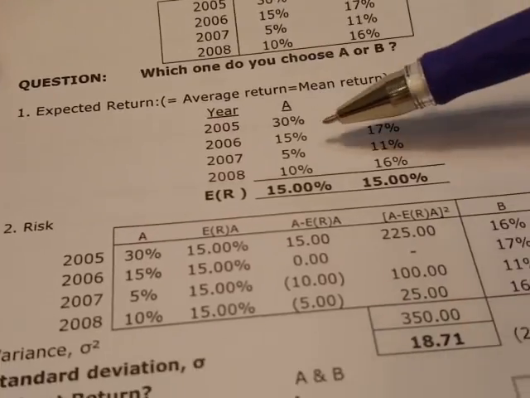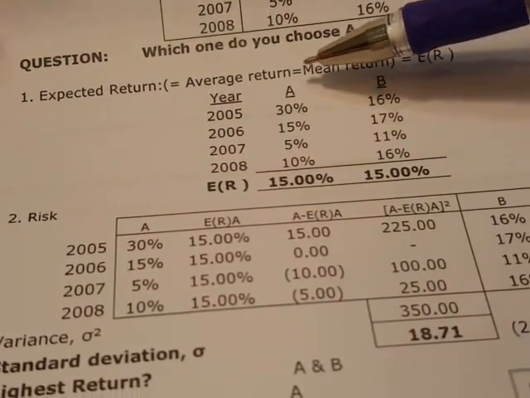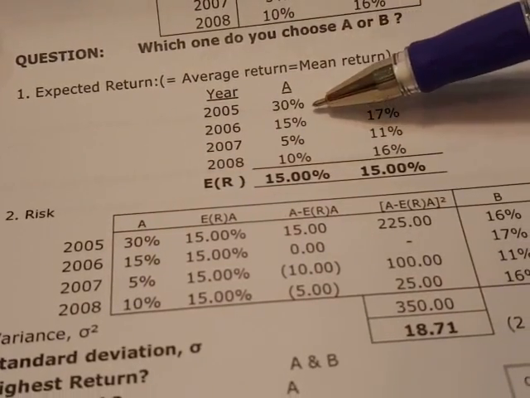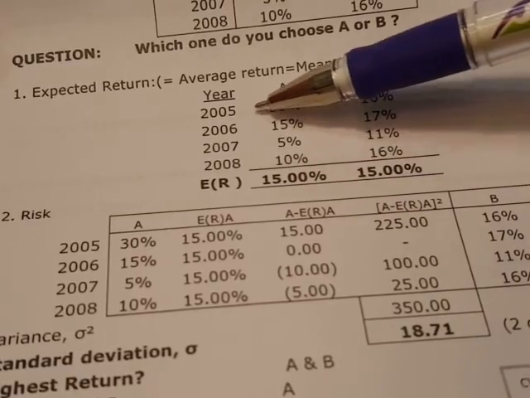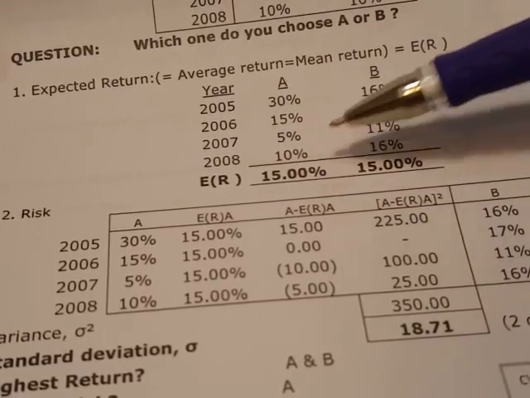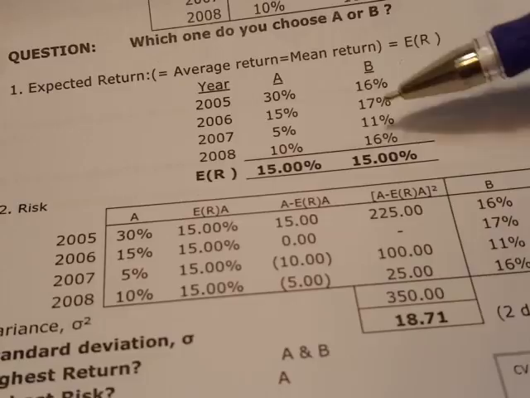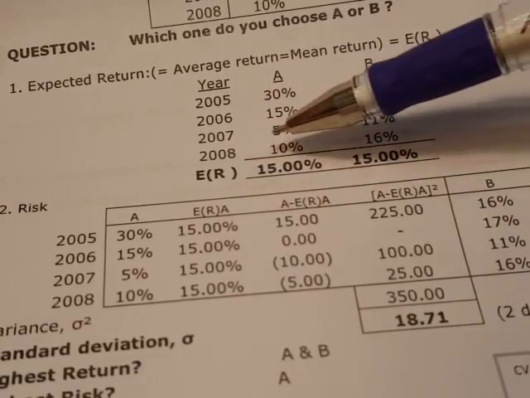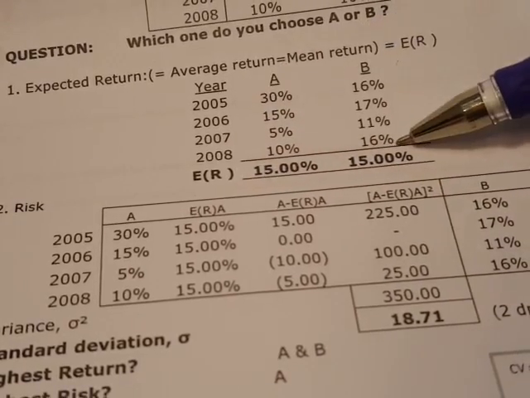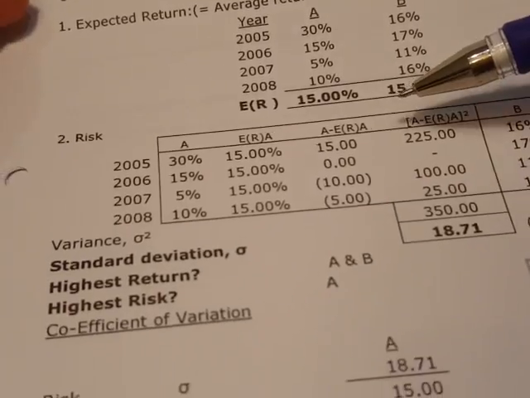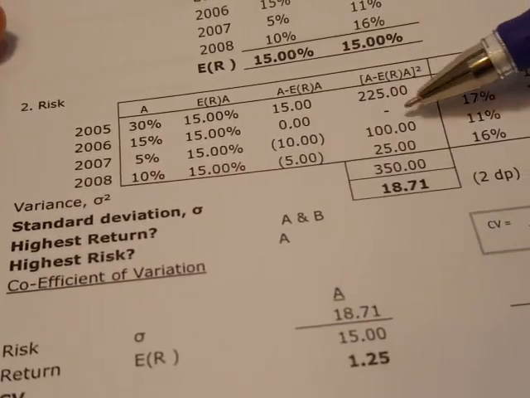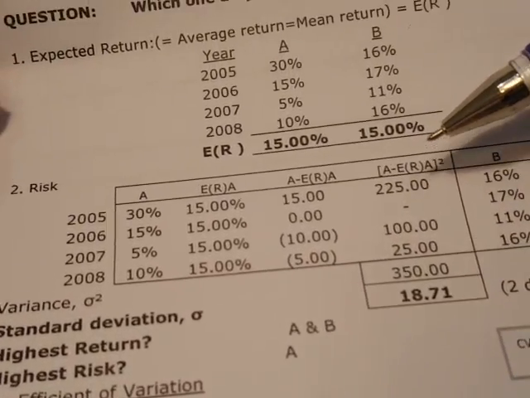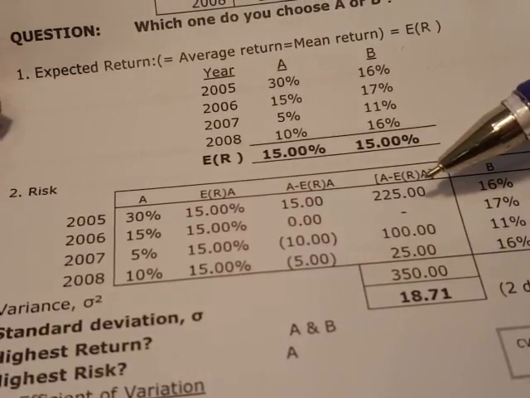So first step, calculate the average return, which is the mean. Add all this together, divide by 4 years, you should get 15%. So do like what you have done.